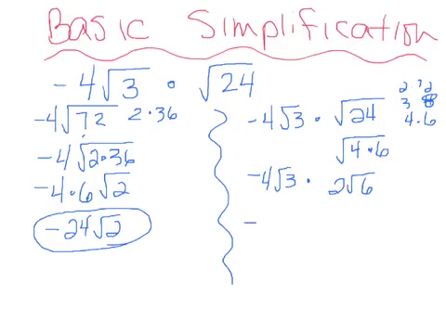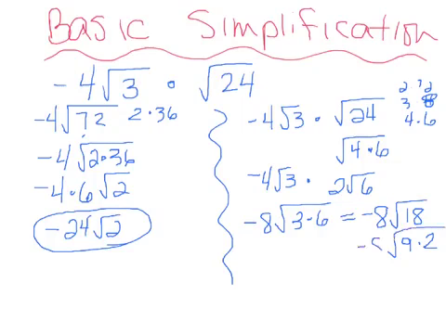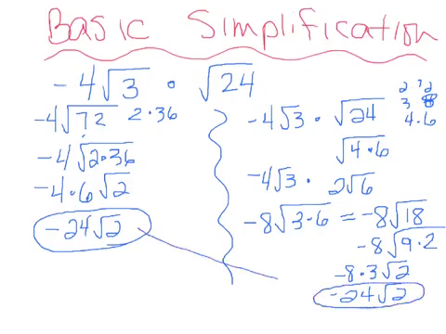4 times 2 is 8. 3 times 6 is 18. 18 breaks up into 9 times 2. Square root of 9 is 3. Negative 8 times 3 is negative 24 square roots of 2. A tad bit longer way to do it, but I did get the same answer.